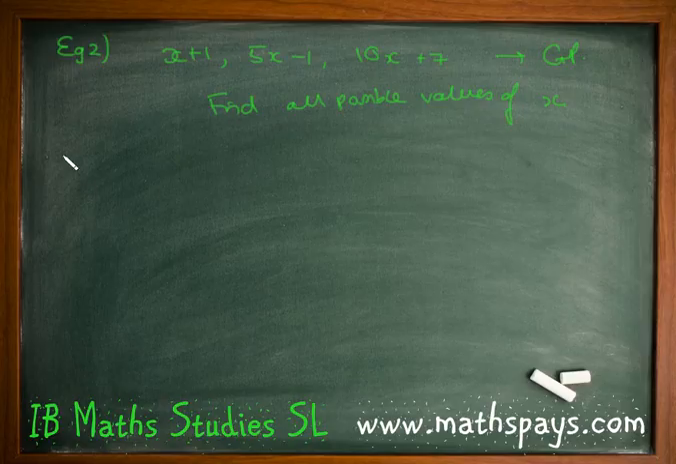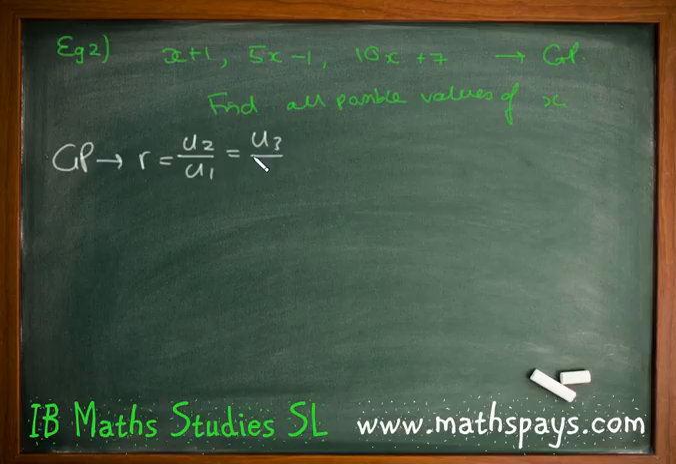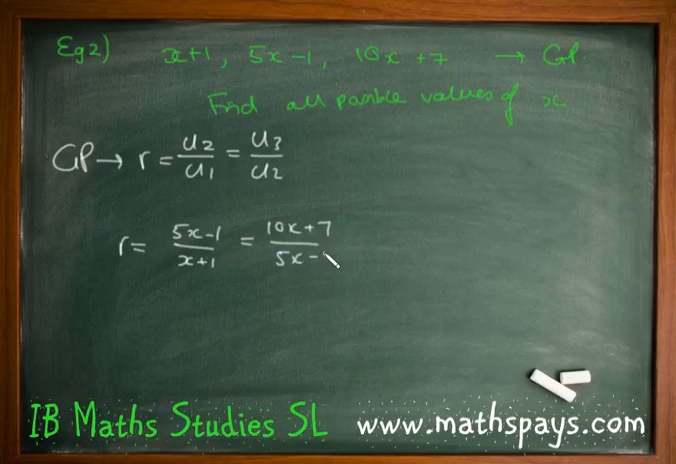So because it's a GP, we know that r is equal to, my rate, U2 divided by U1, which is equal to U3 divided by U2. That's our whole proof of what a GP is going to be. So just like we saw with the AP, we're going to solve this by substituting these values in. 5x minus 1 over x plus 1, that's equal to 10x plus 7 over 5x minus 1.